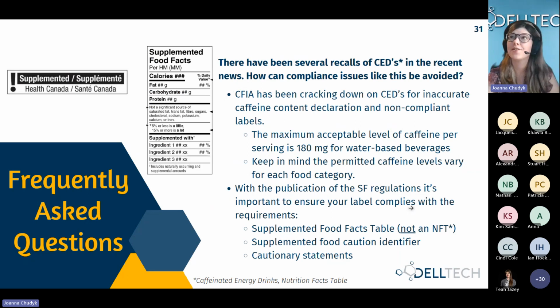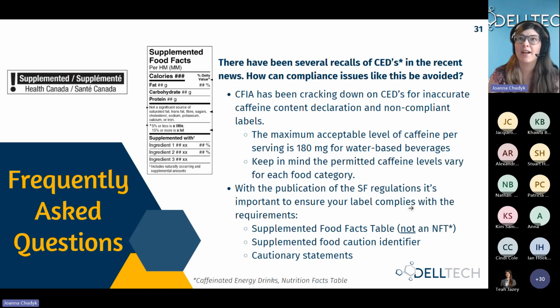There have been several recalls of caffeinated energy drinks in the recent news. How can compliance issues like this be avoided? So, I'm sure a lot of you have seen the articles that have been published of a lot of CEDs being recalled, and they're being recalled for a number of reasons. But for the most part, it's because of inaccurate caffeine content declaration. So, the amount of caffeine that's in the product doesn't match the label claim, or it doesn't comply with the restrictions in the regulations. And also, the labeling requirements are not being met for supplemented foods.